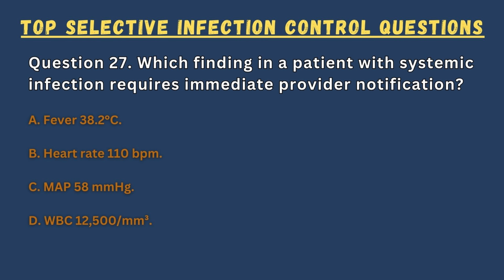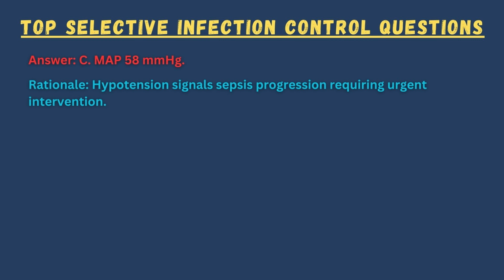Question 27. Which finding in a patient with systemic infection requires immediate provider notification? A. Fever 38.2 degrees Celsius. B. Heart rate 110 BPM. C. MAP 58 millimeters of mercury. D. WBC 12500 per cubic millimeter. Answer. C. MAP 58 millimeters of mercury. Rationale. Hypotension signals sepsis progression requiring urgent intervention.